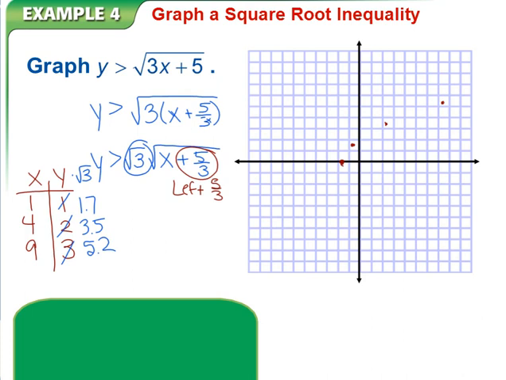Now, because of this inequality here, I need to have a dotted line. Remember, if we would have had a line underneath it, I would have done a solid line. And now it's greater than, so I need to shade above. For square root functions, what you do is you draw a line straight up from your starting point, and then you just shade above the graph.